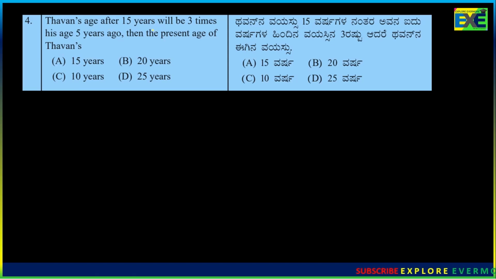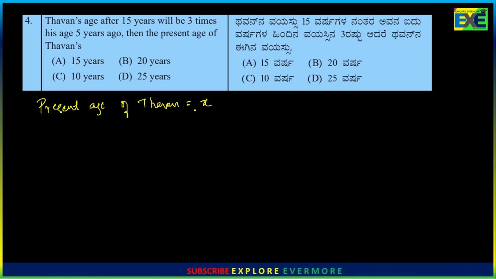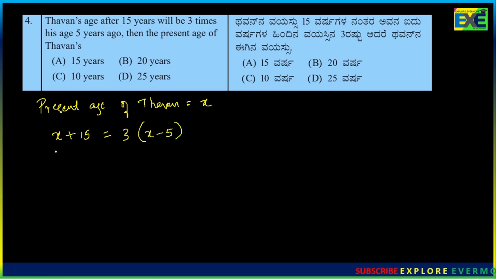Tavan's age after 15 years will be 3 times his age 5 years ago. Then what is the present age of Tavan? So they are asking us to find the present age of Tavan. Let's take it as x. They have given that after 15 years, x plus 15 will be 3 times his age 5 years ago. So 5 years ago his age will be x minus 5. So this is the expression.